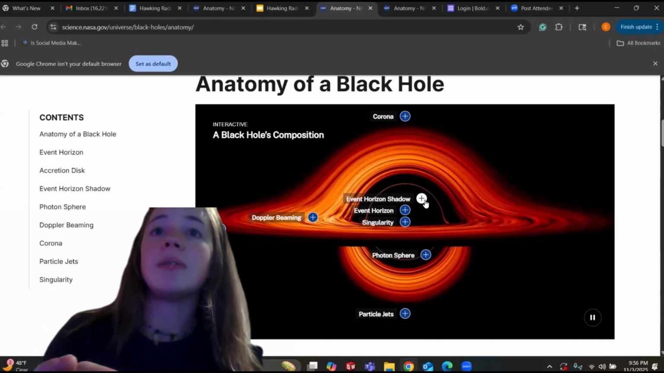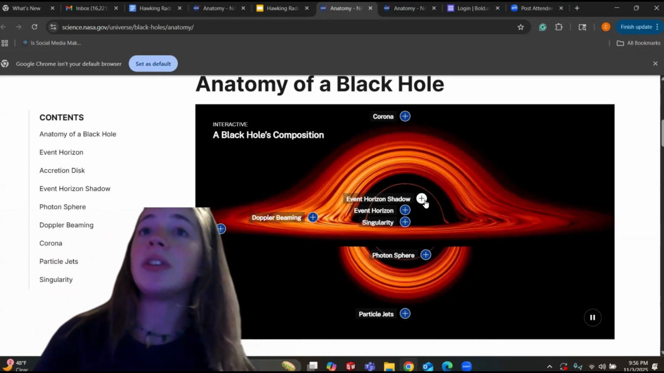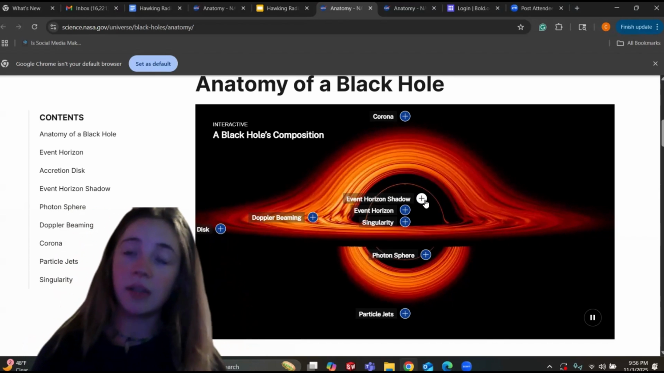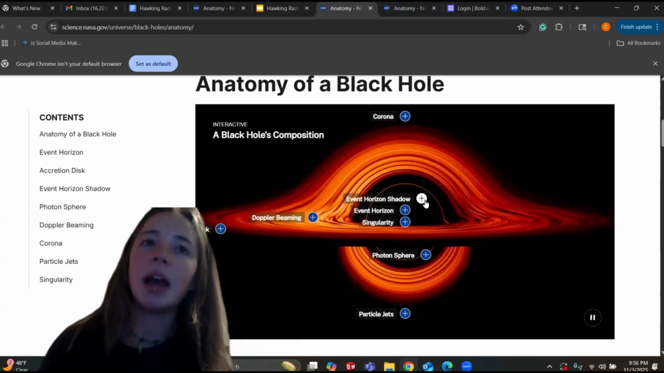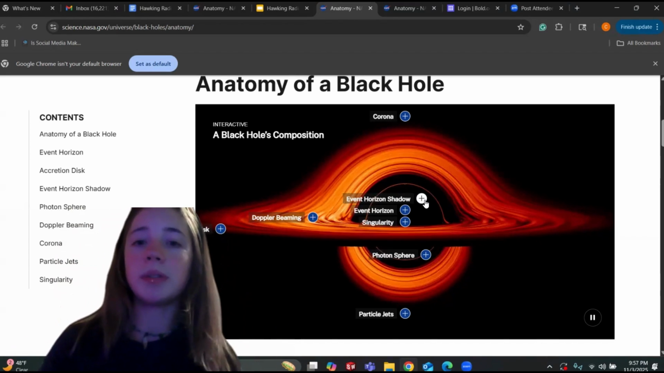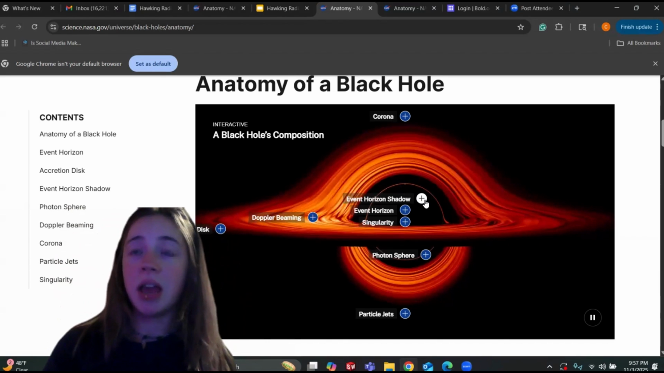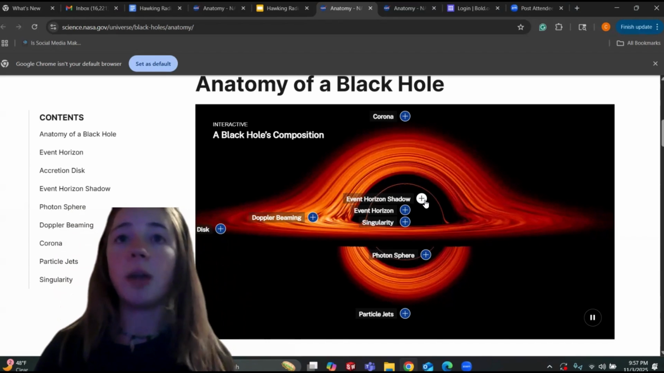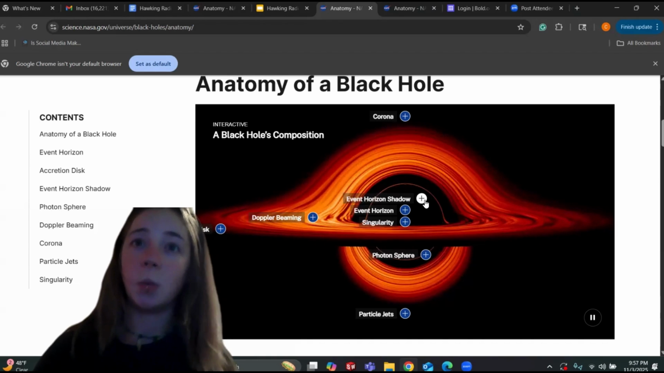Then we have the event horizon shadow, which is roughly 2 times the size of the surface of a black hole, and it's created because the black hole has such a big mass that it warps the gravity around it, causing all of the other objects in light to rotate around it as well.